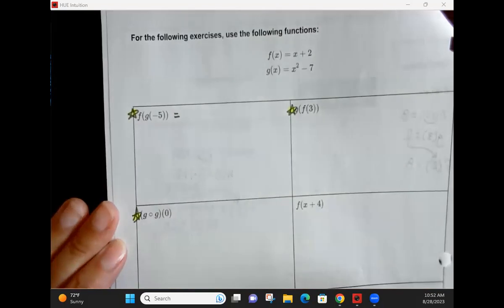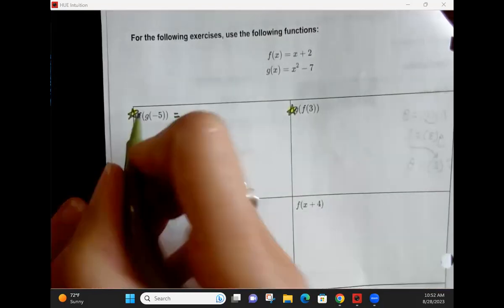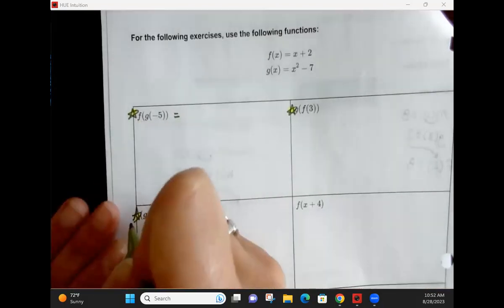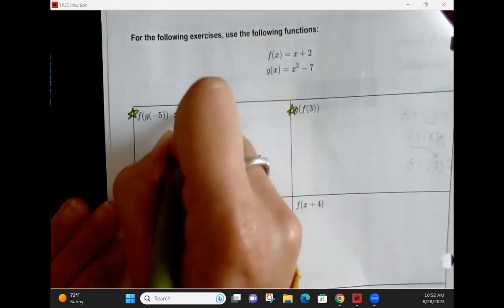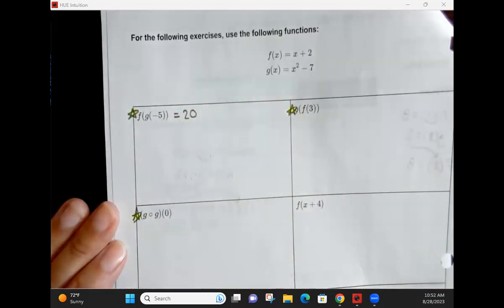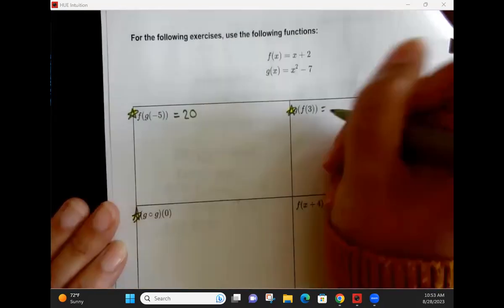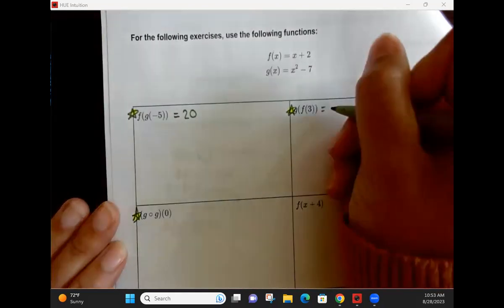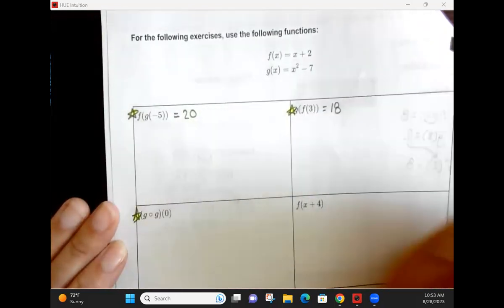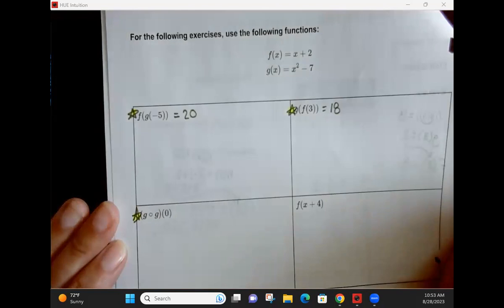Check your answers here, and if we want to go through the work, we can. F of g of -5, you should have gotten 20. Would anybody like me to work that first one out? Go through the steps on that one? Okay. The second one, g of f of 3, should have gotten 18. Anybody like me to work through the second problem?